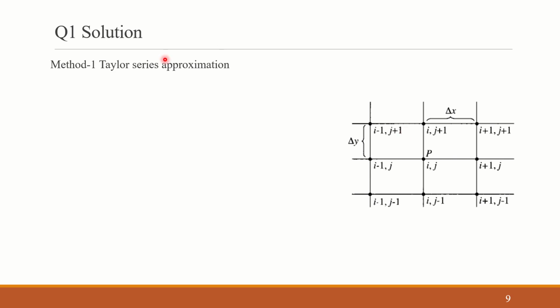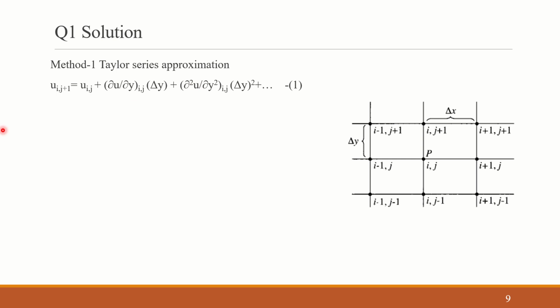The first one is the Taylor series approximation. If we have the u value at i, j, we get the value for u at i, j+1, because we are dealing with y. The question is about ∂²u/∂y², so we are dealing in the y direction. So u at i, j+1 is equal to u at i, j plus ∂u/∂y at i, j times Δy plus ∂²u/∂y² at i, j times Δy², and so on. We are approximating it till this point only.